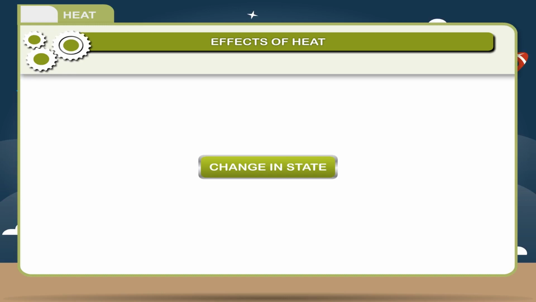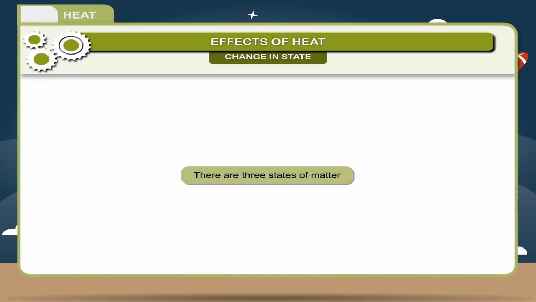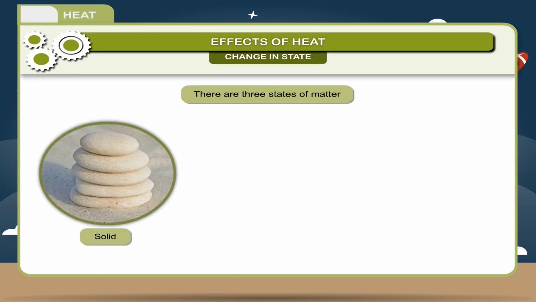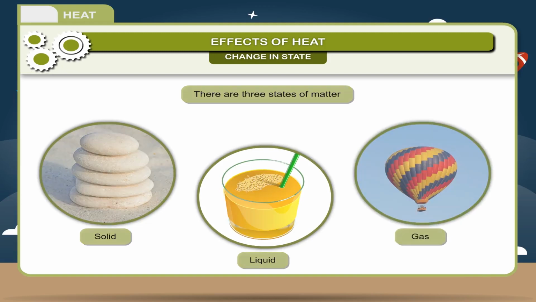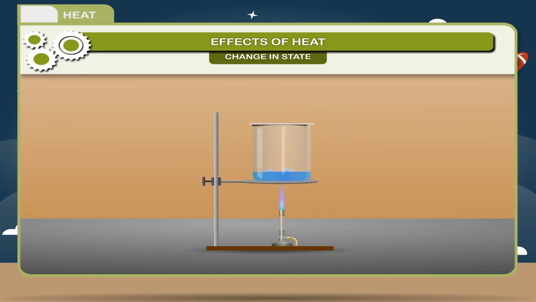Change in state. There are 3 states of matter: solid, liquid, and gas. When a body is heated, there occurs a change in its state. On heating, a solid changes from solid to liquid. When this liquid is further heated, it starts boiling and changes to gaseous state.